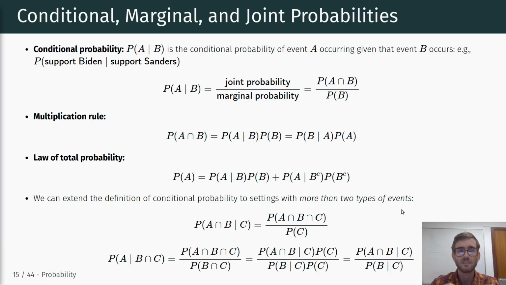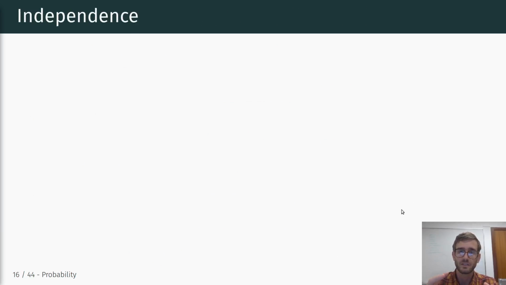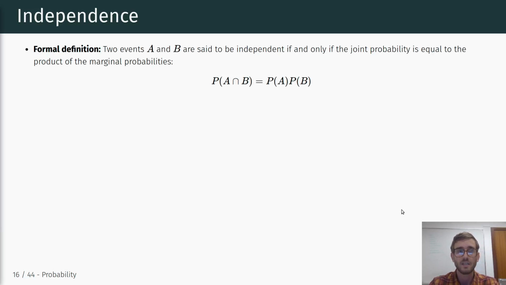Okay. So now that we talked about conditional and marginal probabilities, we can define our last key concept, which is independence. Formally, two events, A and B, are said to be independent if and only if the joint probability is equal to the product of the marginal probabilities. Okay. And so that means the probability of A and B happening, so A intersect B, is equal to the probability of A times the probability of B. Okay.